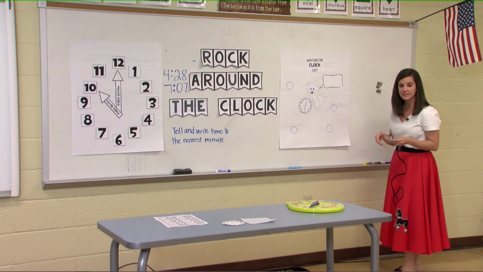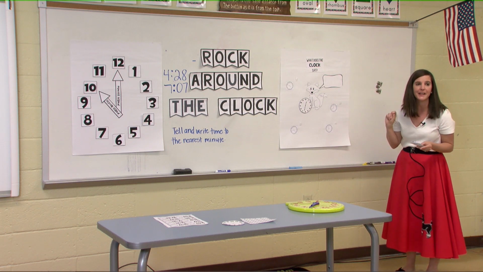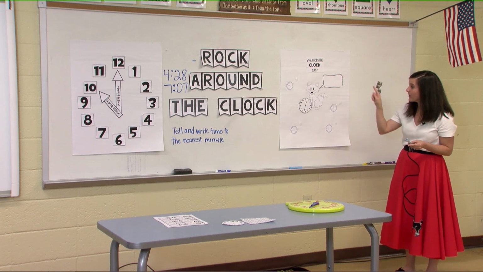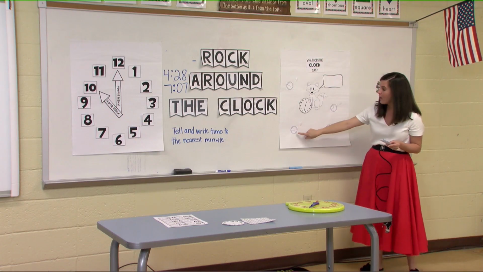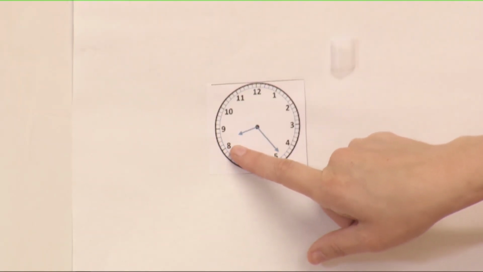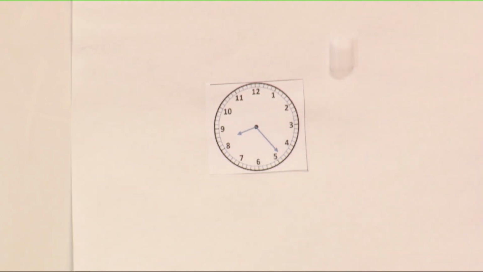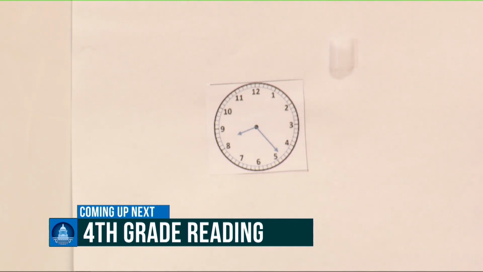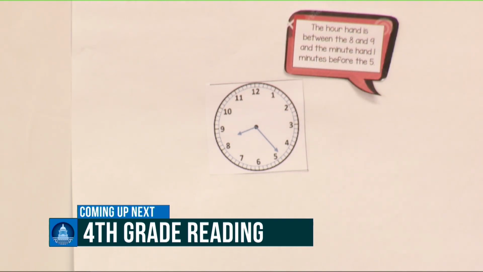Well, let's look at our clocks here. Let's go for that hour hand first. Which one shows us the hour hand between the 8 and the 9? Well, let's look. Here it's between 4 and 5, 7 and 8, 7 and 8. Here's one, 8 and 9. Now let's check it. My next clue said that it was 1 minute before the 5. Well, there's the 5, and it is 1 minute before. So this speech bubble must go with this clock. Do we see that? And then what is the time on that clock?